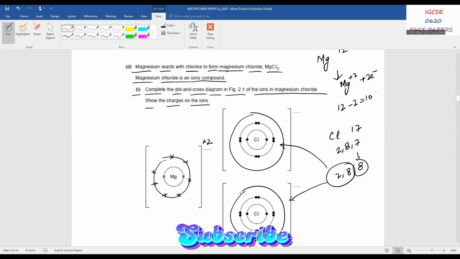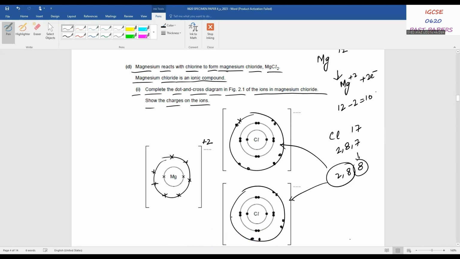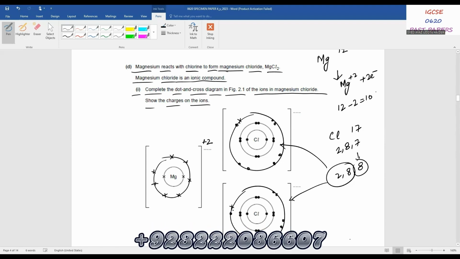Remember, you have to show the electrons for chloride ions with dots. 1, 2, 3, 4, 5, 6, 7. The 8th electron is coming from magnesium, so it should be a cross. For this one, 1, 2, 3, 4, 5, 6, 7, 8. So we'll place a minus charge on each chlorine, or chloride, ion.